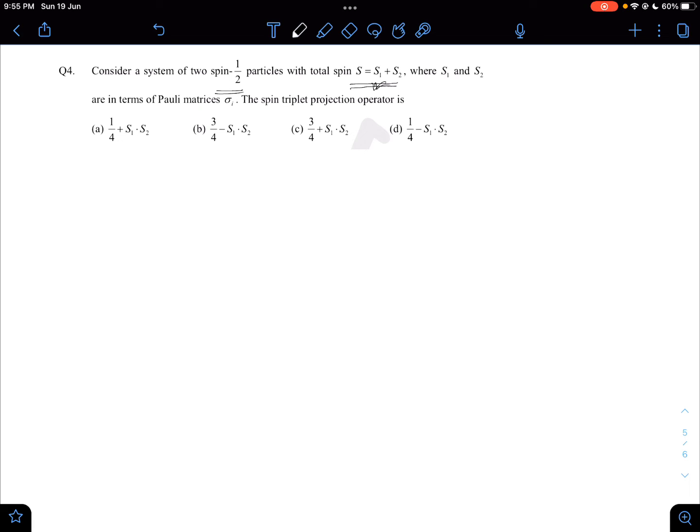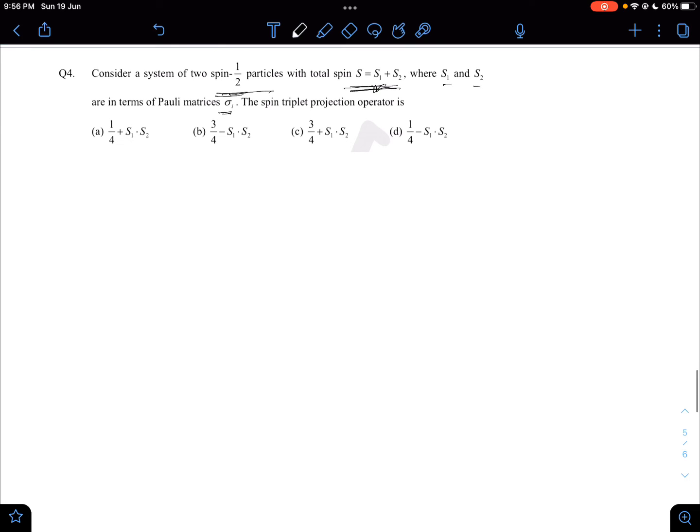whatever angular momentum it is, they don't belong to the same subspace, so they can have different dimensions. That is why this is not exactly a matrix addition. This is just a symbolic addition. So we have a system of these two spin half particles, which has total spin S equal to S1 plus S2. S1 and S2 are in terms of Pauli matrices sigma i. So we have to find the spin triplet projection operator.